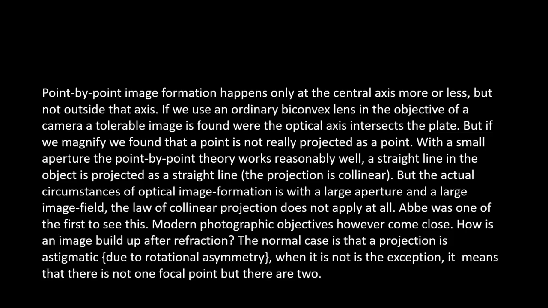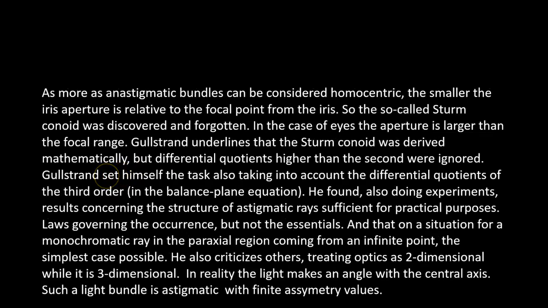How is an image built up after refraction? The normal case is that the projection is astigmatic due to rotational asymmetry, which is not the exception. It means that there is not one focal point, but there are two. Astigmatic bundles can be considered homocentric the smaller the iris aperture is relative to the focal distance from the iris. The so-called Sturm conoid was discovered and forgotten. In the case of eyes, the aperture is larger than the focal range.